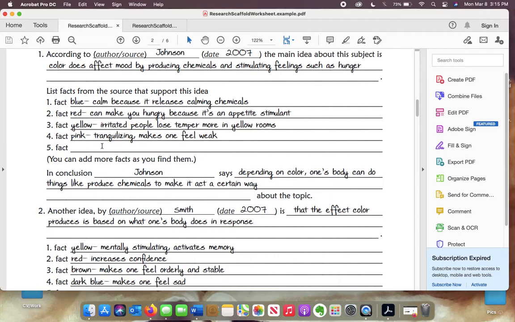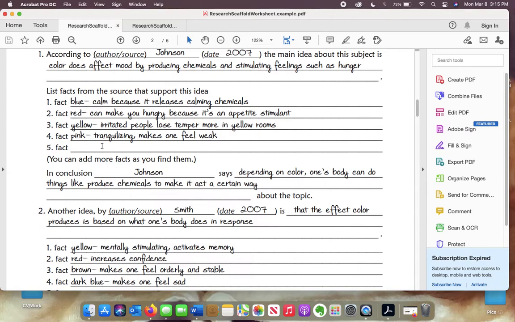So these are some of the things that you're going to use, because as you write your paper, you're going to talk about how they are making that argument. So what are the things that they're saying that support that argument? Blue is calm because it releases calming chemicals. Red can make you hungry because it's an appetite stimulant. Yellow is also an appetite stimulant.